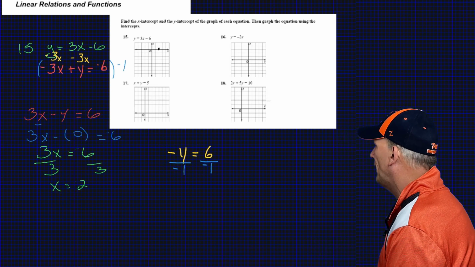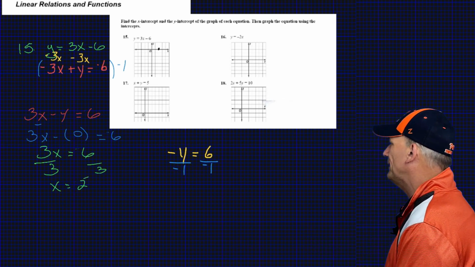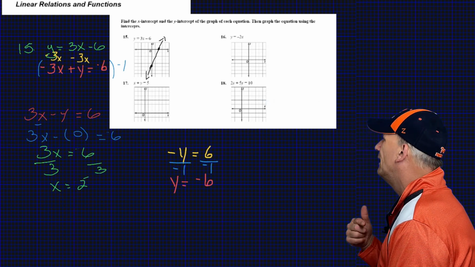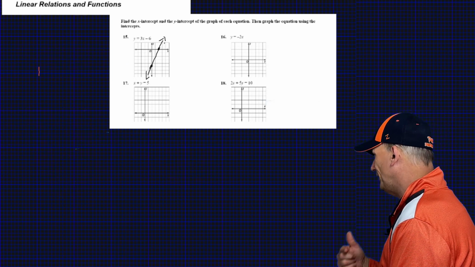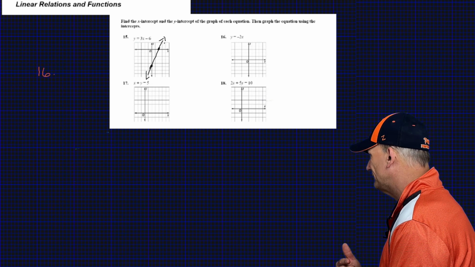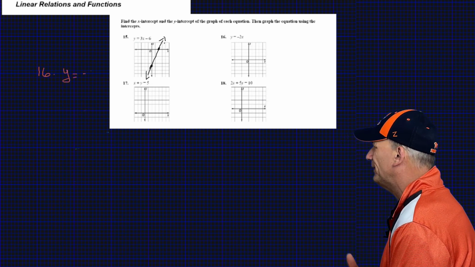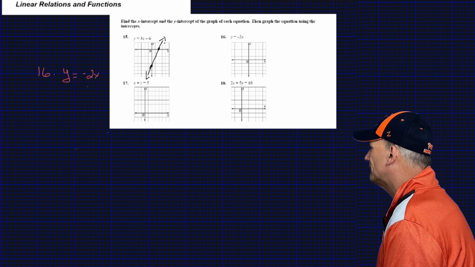All right, let's try the y-intercept now. So you're going to do the same thing. You're going to take 3 times 0, right? And then minus y equals 6. So what are you going to get? You're going to get y equals -6. There's your intercepts. There's the graph of what it looks like.